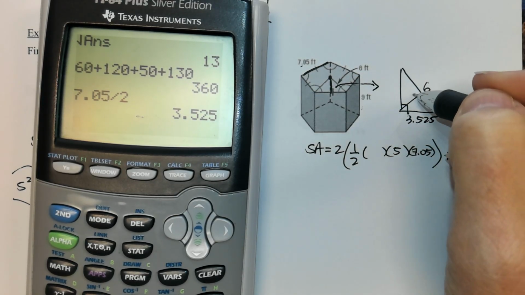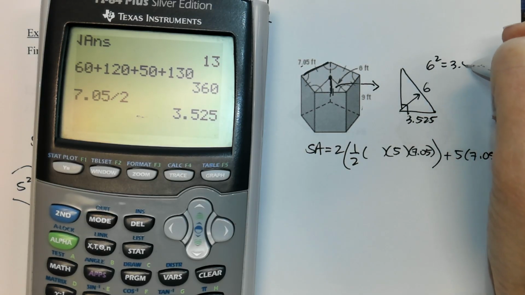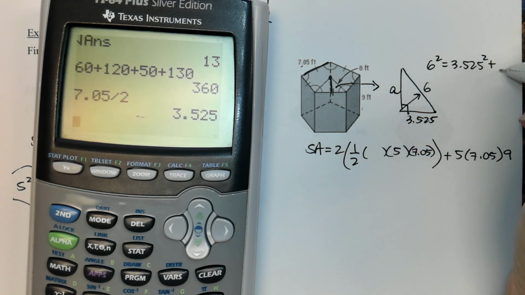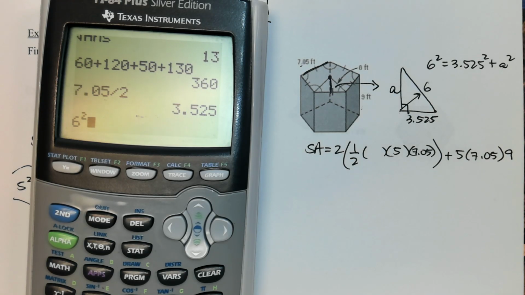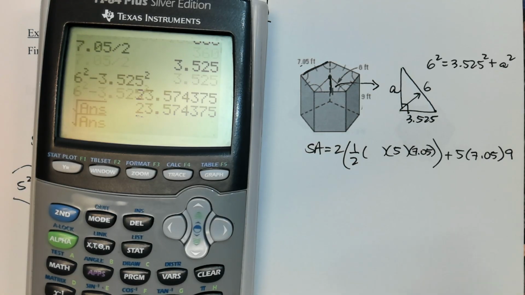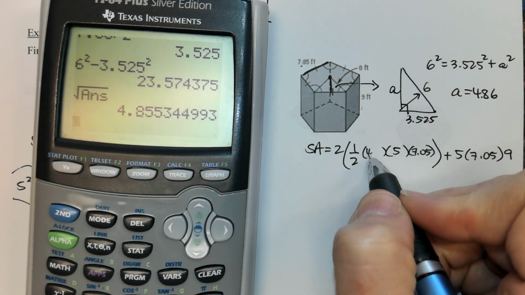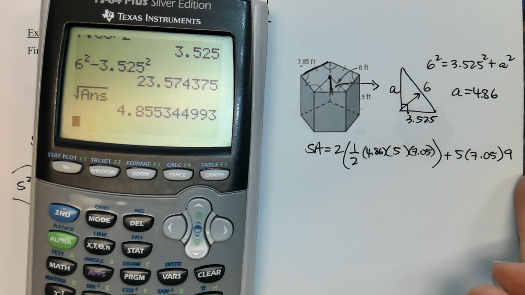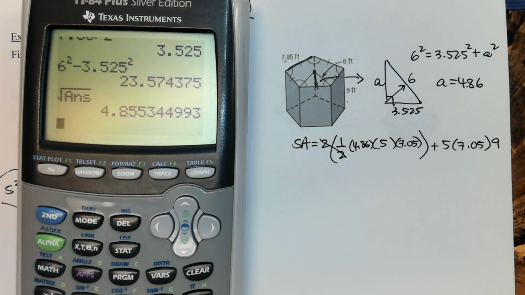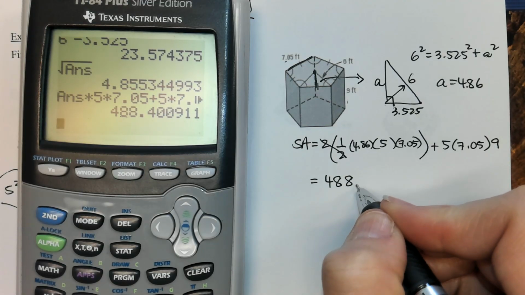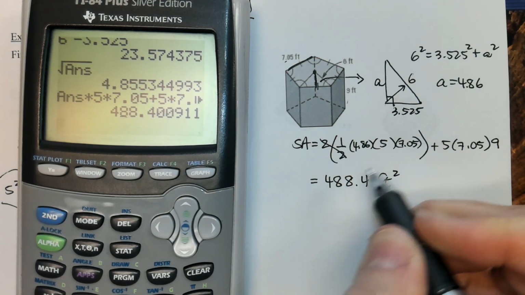And then we're going to do Pythagorean's theorem on that. So 6 squared is by itself, 3.525, and I'll put an A there so we remember that that is apothem. So 6 squared, and then we'll minus the 3.525 squared, and then we square root that answer. So my apothem looks like it's about 4.86, we'll say. Now our job is to type all of that in. As a reminder, the 2 and the 1/2, they'll cancel each other, so I don't really need to do that. I'll do times 5 times 7.05 plus 5 times 7.05 times 9. So it looks like I get about 488.4 feet squared.